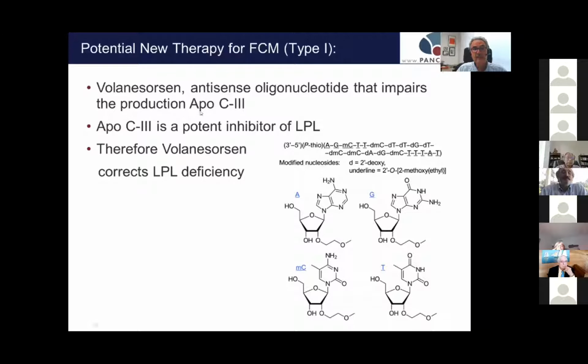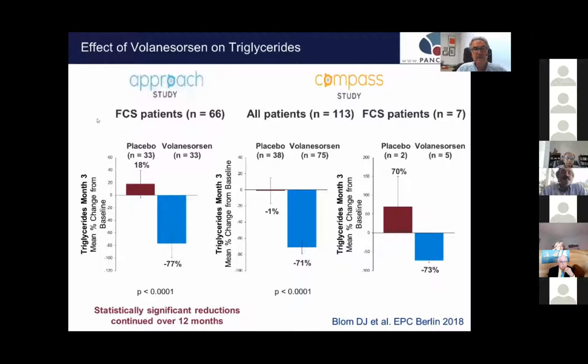It impairs the production of ApoC3. ApoC3 is a potent inhibitor of lipoprotein lipase, and therefore volanesorsen corrects the LPL deficiency in a similar way as insulin does, but it's much more effective. You can see this here. These are the lipid-lowering concentrations from two different studies, one with genetic FCS alone, and one for mixed causes of severe long-term hyperlipidemia. And you see that it greatly reduces the triglyceride levels more than any other drug that is on the market. And it also reduces the number of episodes of pancreatitis.